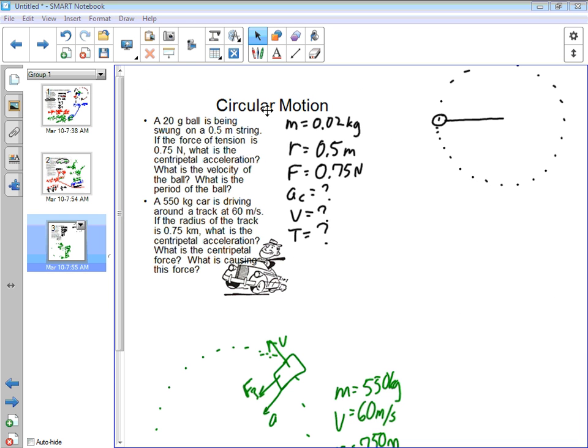Okay, so circular. This is our last example problem that we're going to be having. We have a 20-gram ball, so I did have to convert that into kilograms. Here is the radius, that's 0.5 meters. Force is 0.75 newtons. What is the acceleration? What is the velocity? And what is the period going to be? So, how could we do this? What should we do?